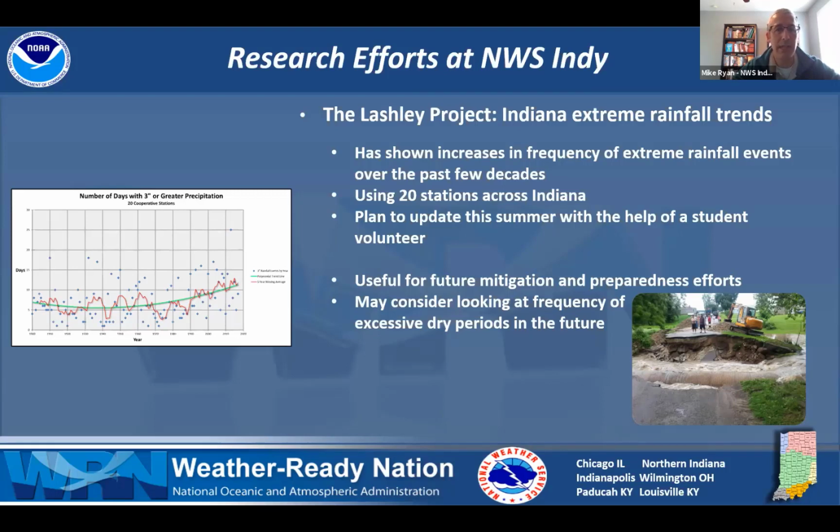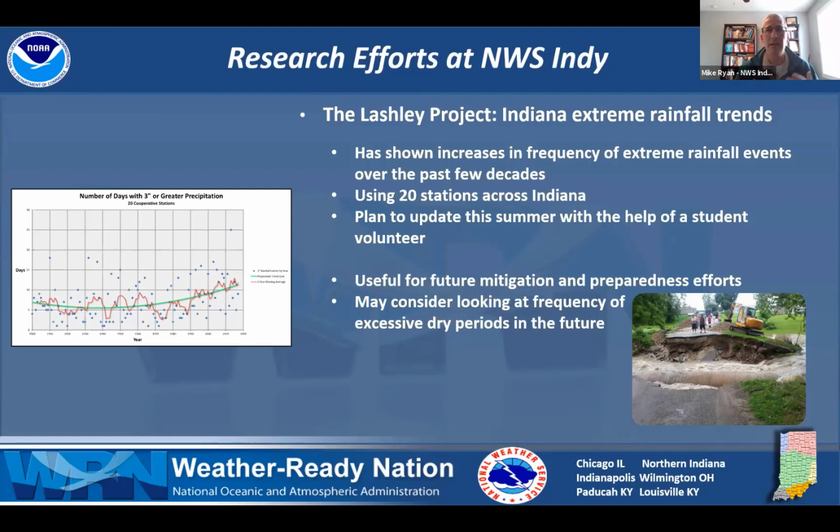He's currently using 20 stations across Indiana. They all have a long period of record that goes well back into the early 20th century. And he set his thresholds looking for the number of days at these sites with 2-inch or greater, 3-inch or greater, and 5-inch or greater amounts of precipitation. And there is some plan to update this summer with the help of a student volunteer.